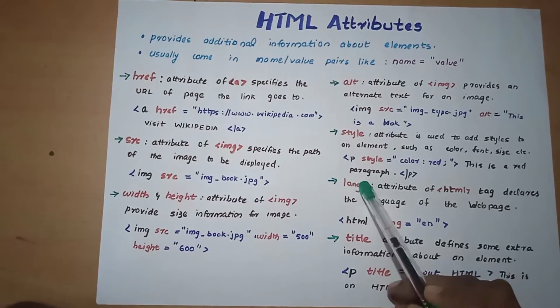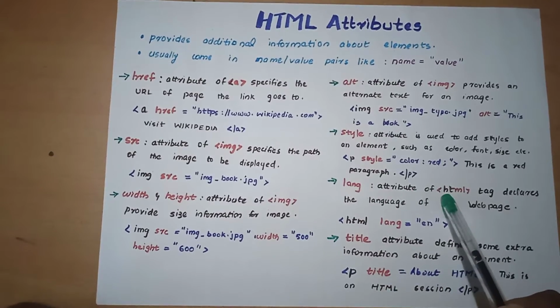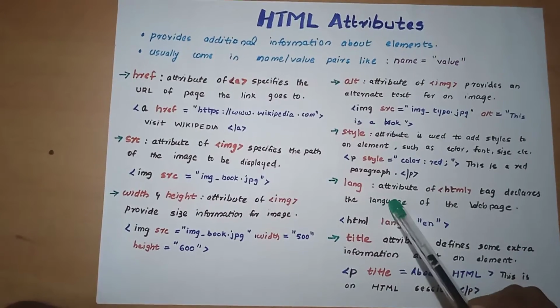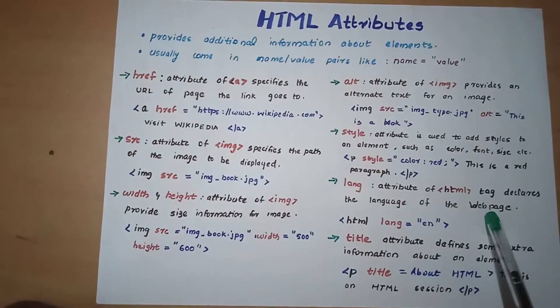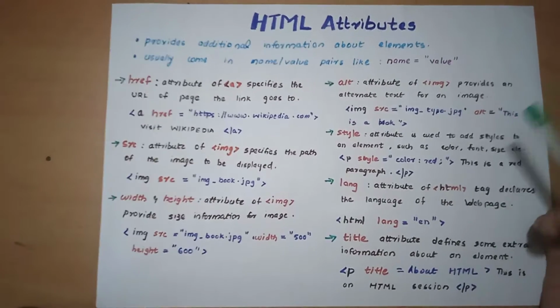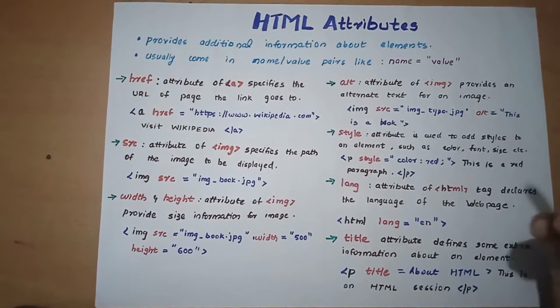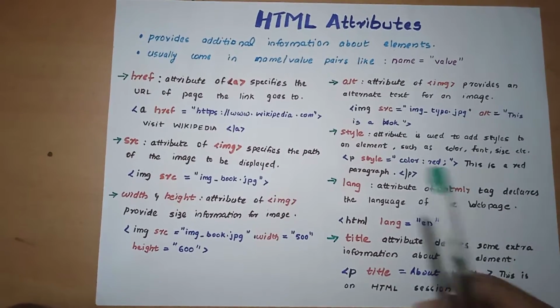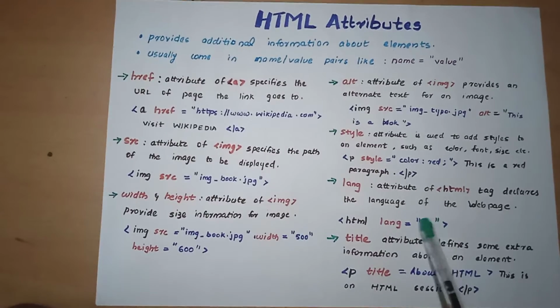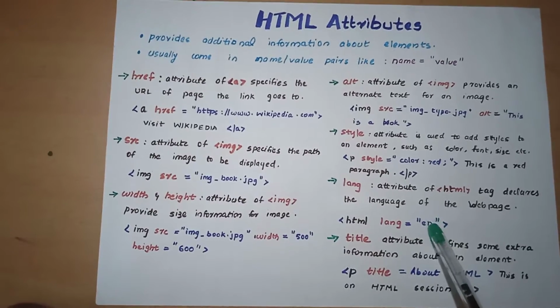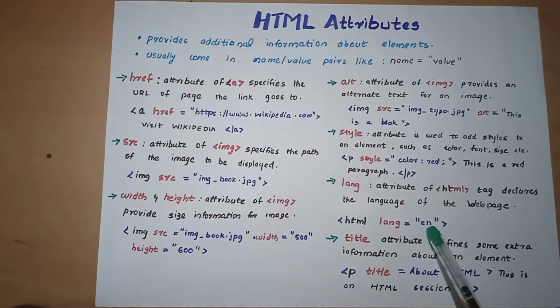So the next one is lang. It is an attribute of the HTML tag and declares the language of the web page. So if we want to create a web page in another language, what we do is change this value to whatever language we want to use.